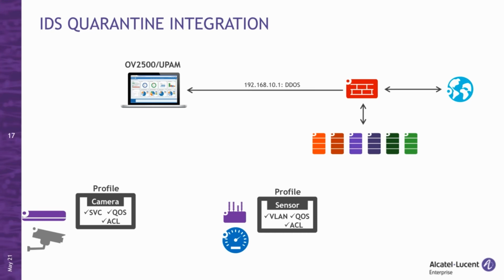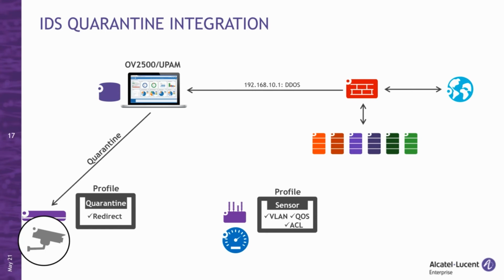Once the attack is detected, the IDS informs OmniVista the IP address or IP addresses of the affected devices. OmniVista locates these devices in its database and pushes a rule to move them from the profile that they're currently in to a quarantine role. The quarantine role is a very restrictive role. Typically, it will only allow communication with the Bastion host such that the device can be remediated. In this example, password change, firmware update, and so on.